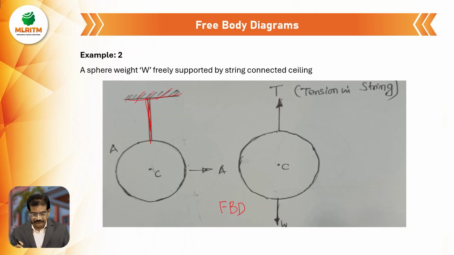Because it is freely hanging, there is self weight. Again, since it is hanging from the ceiling, there is a tension in the string. Now this is called the free body diagram. For the given figure we have to draw a free body diagram so that we can find the unknown forces, the unknown tension in the string.